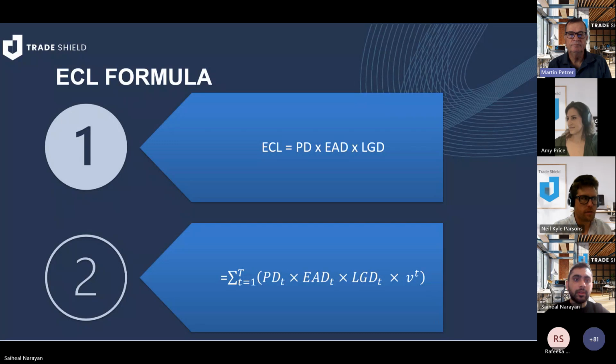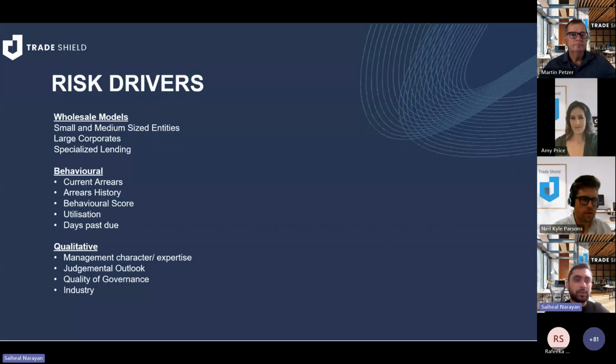You can carry on. Okay, yeah. So risk drivers. What are the risk drivers when it comes to ECL? This is referring specifically to wholesale models. It was just because of the audience, and I think most people use this concept. So it's your small and medium-sized entities. It could be large corporates, and specialized lending, basically the trade credit side of things.